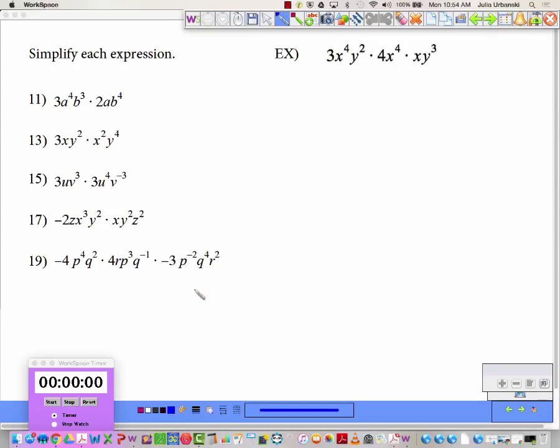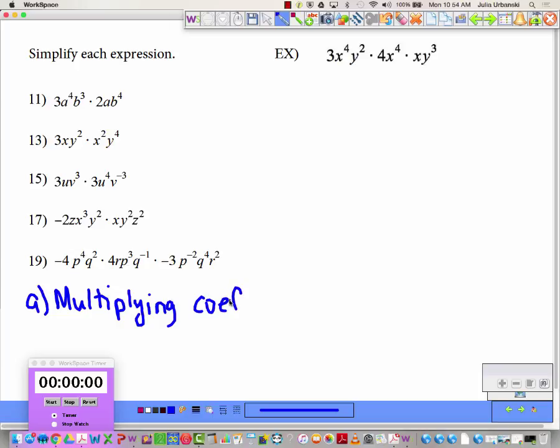Alright, write this down. Underneath number 19 here. First thing you have to do is multiply coefficients. And one of the things I'm trying to instill in you right now is that a coefficient, a number out in front, does not follow the exponent rules. The only exponents that are small and on the other numbers, those are the only ones that follow the exponent rules.